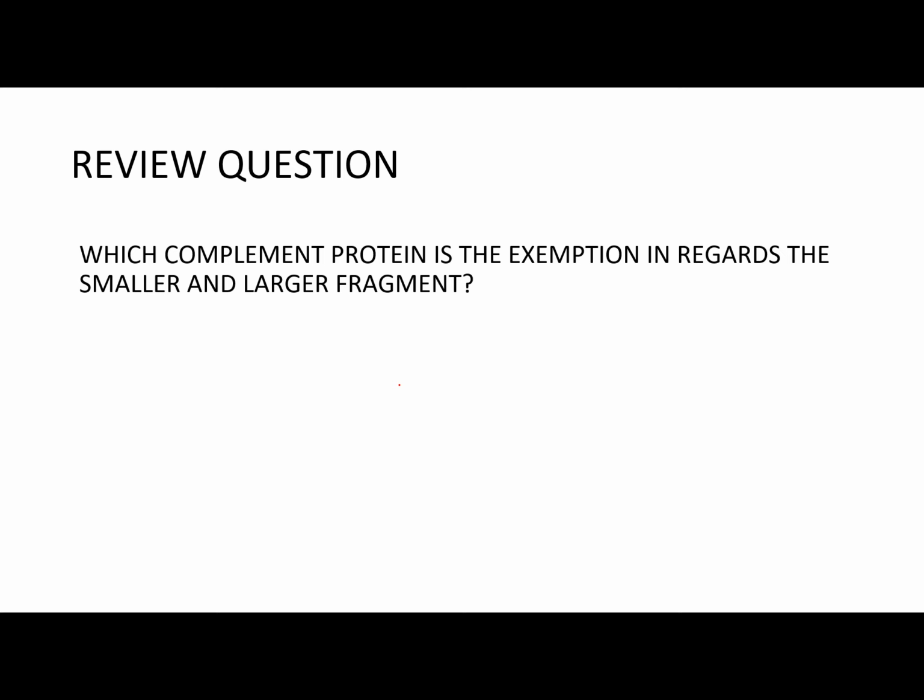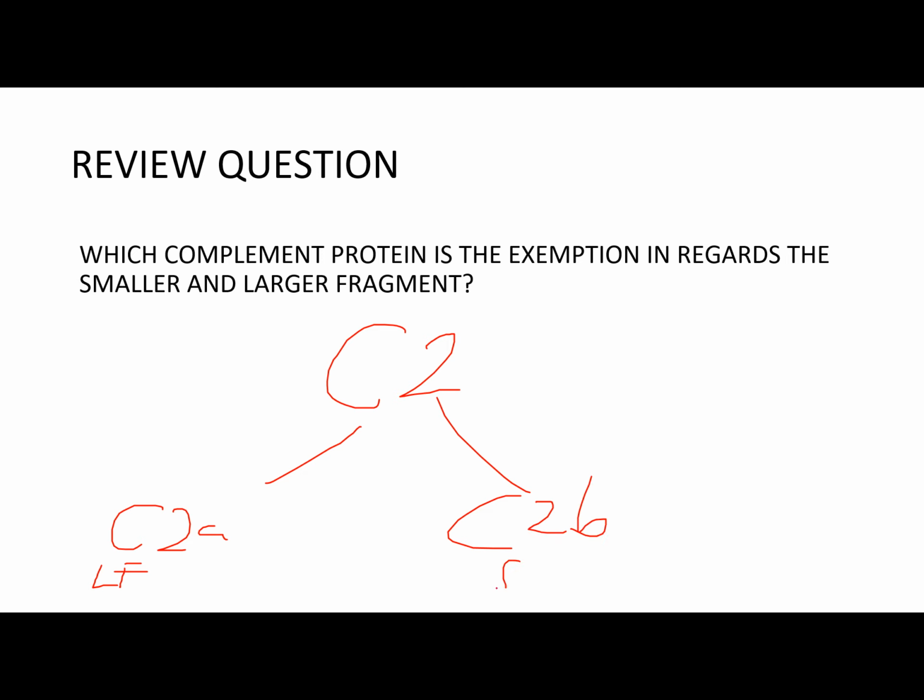Now here's a review question, class. Which complement protein is the exemption in regards to the smaller and larger fragment? So the answer to this is your complement protein C2, wherein C2A class would be the larger fragment, while C2B would be the smaller fragment.